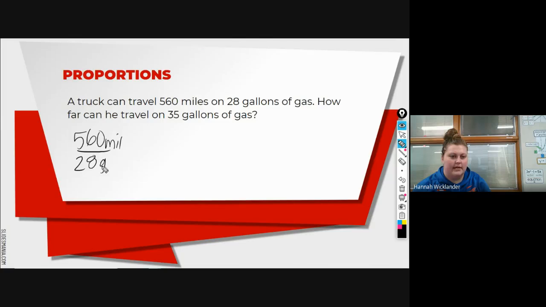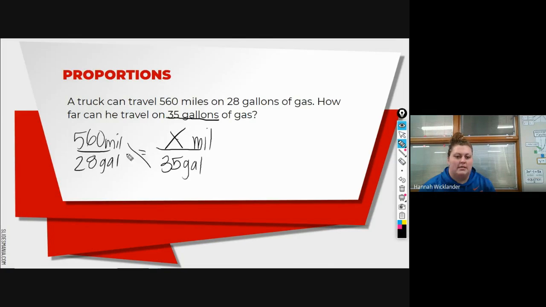Miles, gallons. Next, when I set up a proportion, I want to keep gallons on the bottom and miles on the top. I want to keep them the same. So when you go straight across, it's the same measurement. So then I come to my second sentence and it says 35 gallons. So I know that will go next to the word gallons. And I'm solving for miles. I'm going to cross multiply.